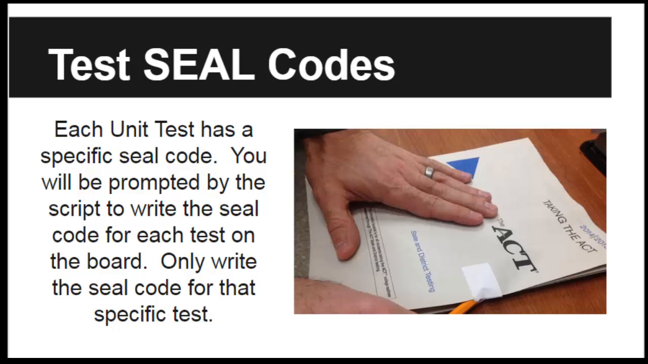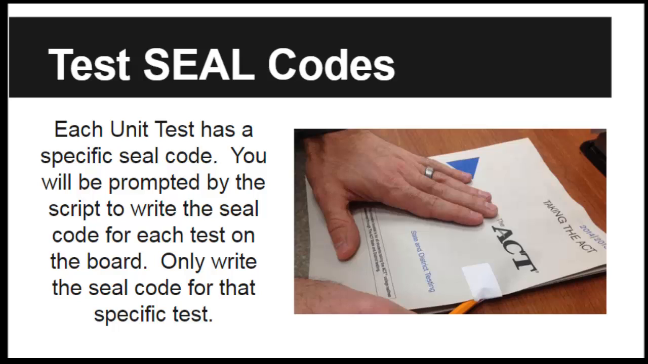So there's no pencil to run through the taped seal. We have to open the testing units using a seal code. Make sure that you are writing the seal code for the test that they're going to take. They are taking 3 units.